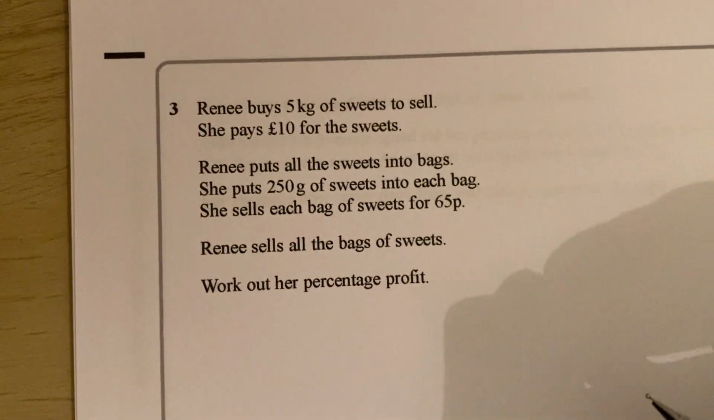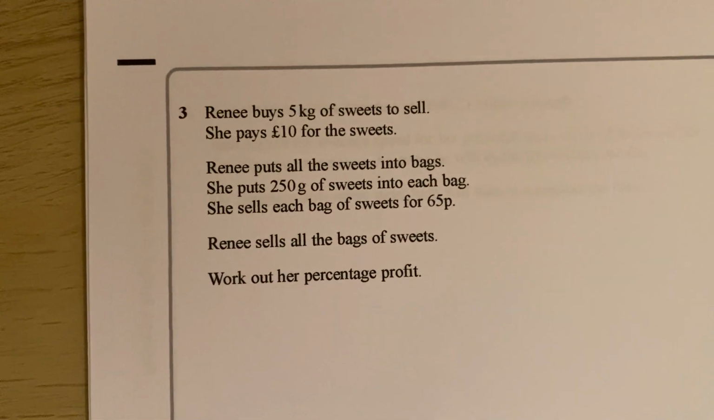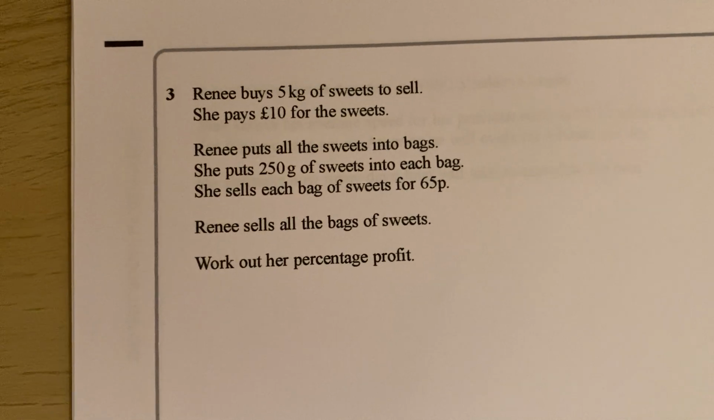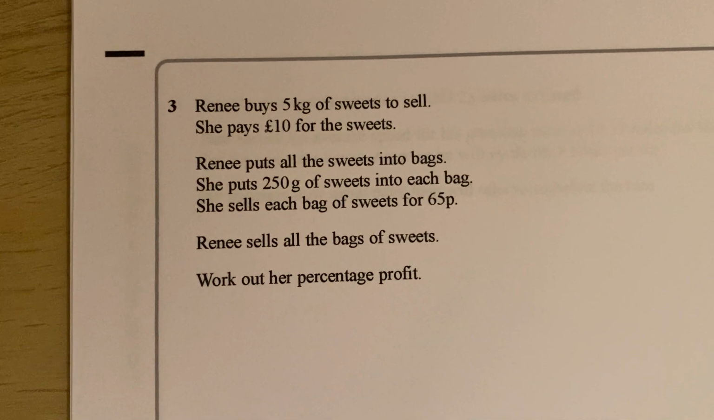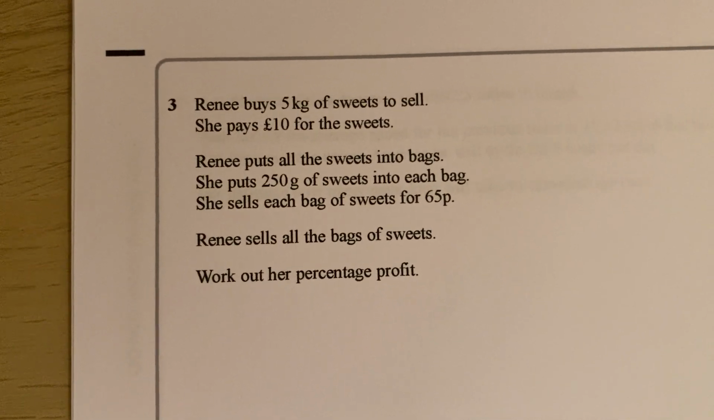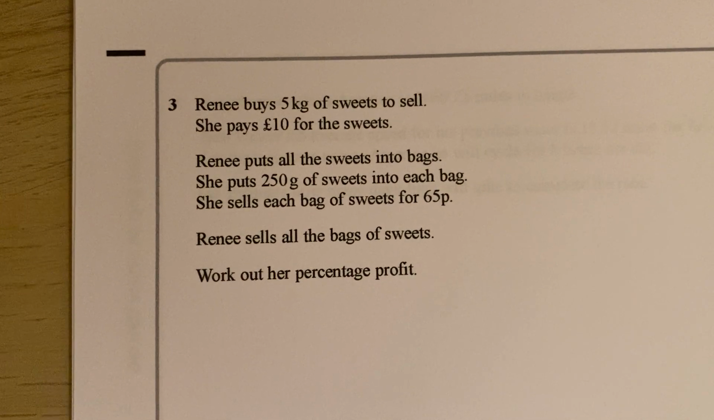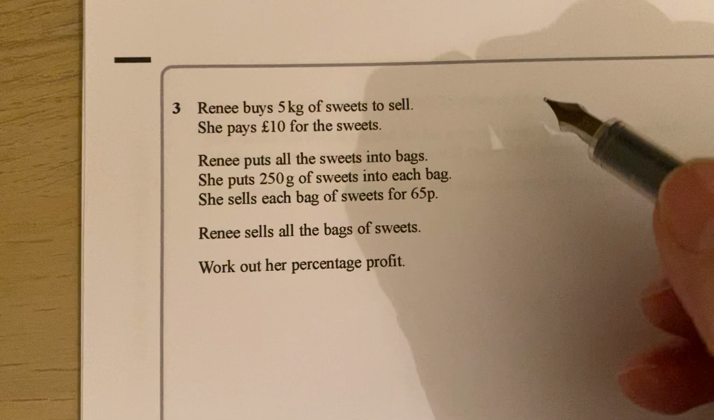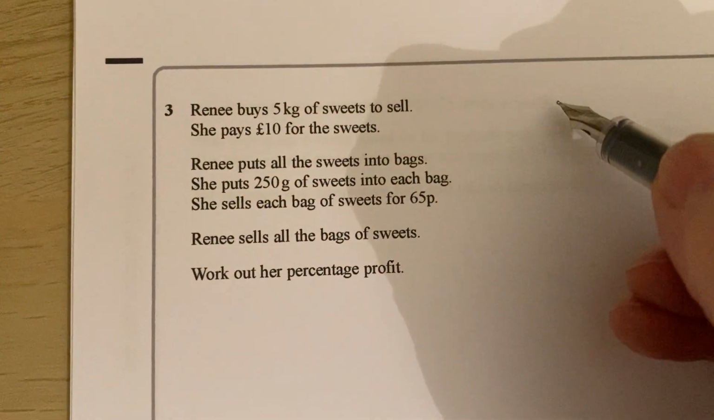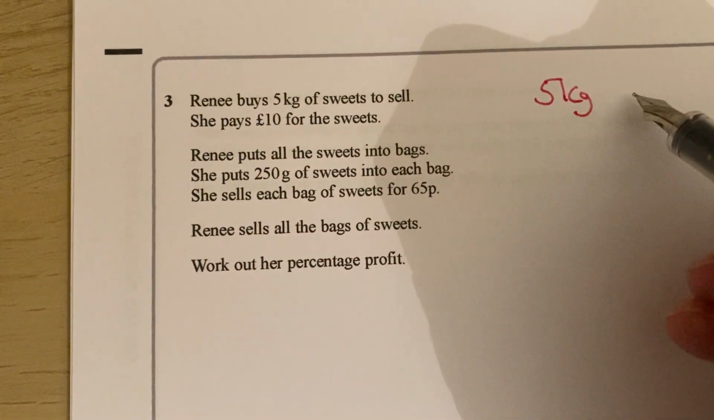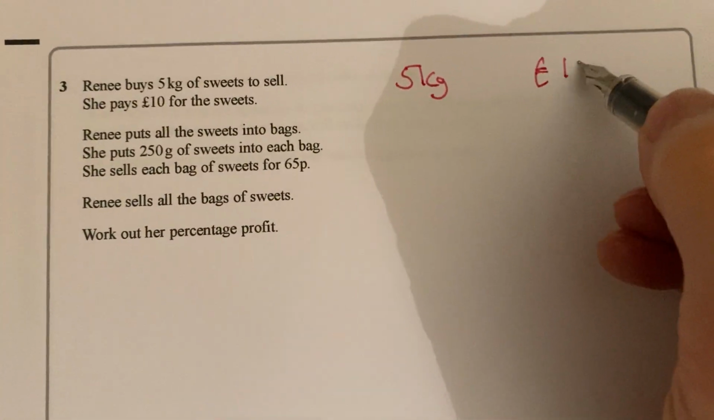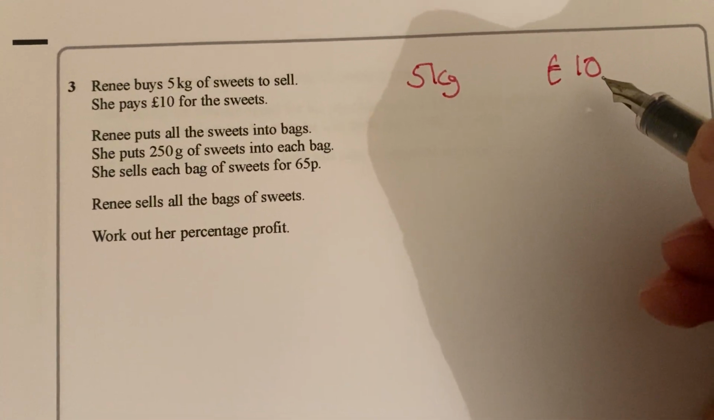So here we go. Renee buys 5 kilograms of sweets to sell. She pays £10 for the sweets. And then it says, Renee puts all of the sweets into bags. She puts 250 grams of sweets into each bag. It's a lot of words here, so I need to do some writing. It's just stressing me out otherwise. So she buys 5 kilograms, I'm gonna write 5 kilograms of sweets, and she pays with £10. I'm just gonna write it out. I've gotta own some of this. I can't leave it blank.